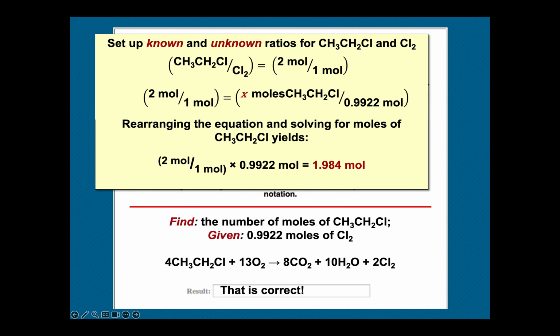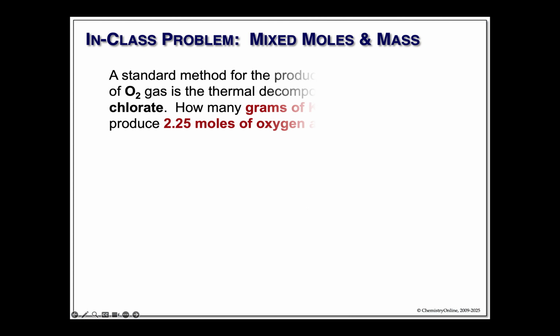Any questions? Well, this isn't so bad, is it? Stoichiometry is supposed to be scary. It's not. Can be. Let's move on just a little bit.